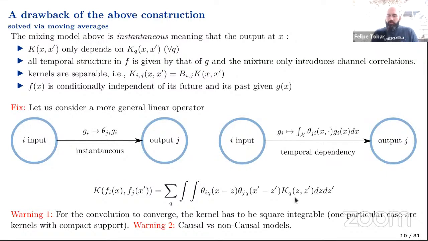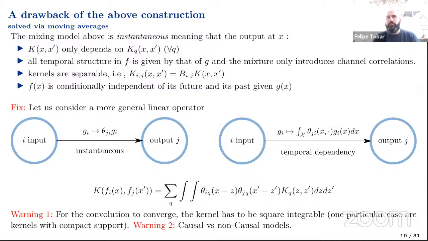Now, what is one drawback of the above construction? The main drawback, I'd say, is that the construction is a photograph, it's instantaneous, right? Because you have a set of incoming Gaussian processes and you mix them without having any sort of memory, right? So you take a photo and then mix that, right? And as a consequence, the multi-output covariance k(x, x') only depends on the covariances at those times.